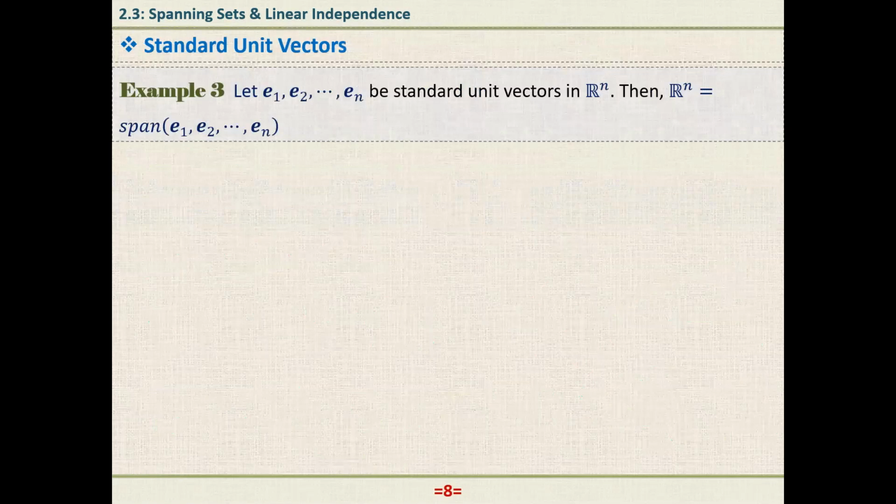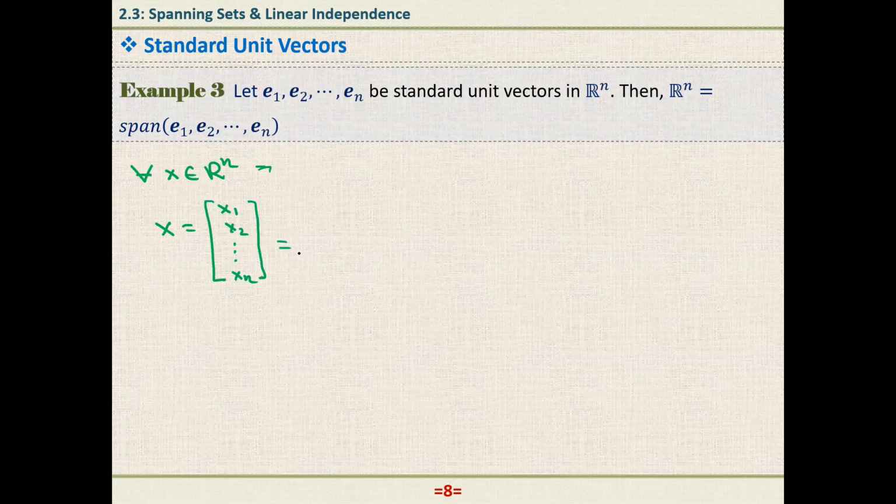All right. Let E1, E2, En be standard unit vectors in Rn. Then they serve as a spanning set for Rn. Right? Why is it so? Again, if you just pick any vector from Rn, so what we have here, this X, from Rn means it has n components. So here we have x1, x2, dot, dot, dot. Here we have xn.